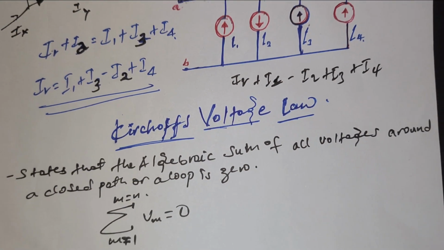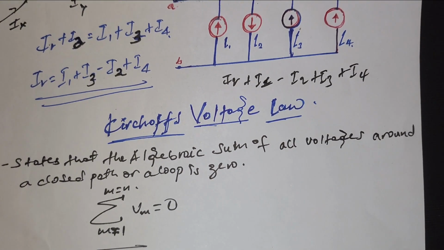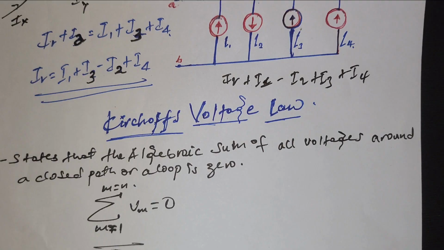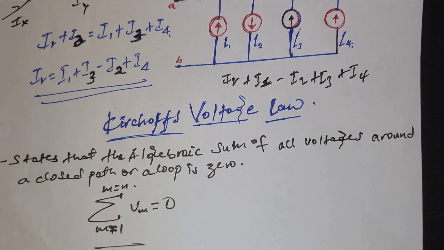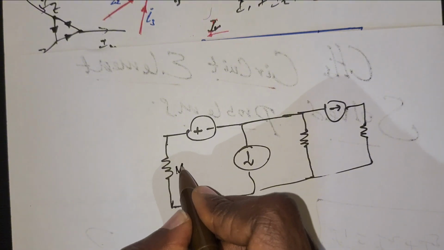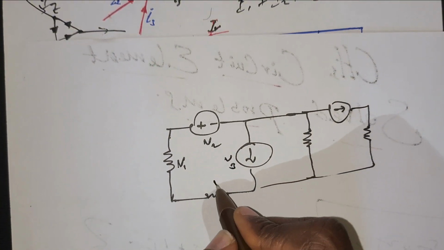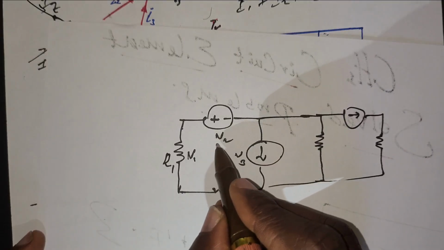The other is Kirchhoff's voltage law. It states that the algebraic sum of all voltages around a closed path or a loop is 0. For example, we can say this one V1, V2, V3, V4. So this is the closed loop.